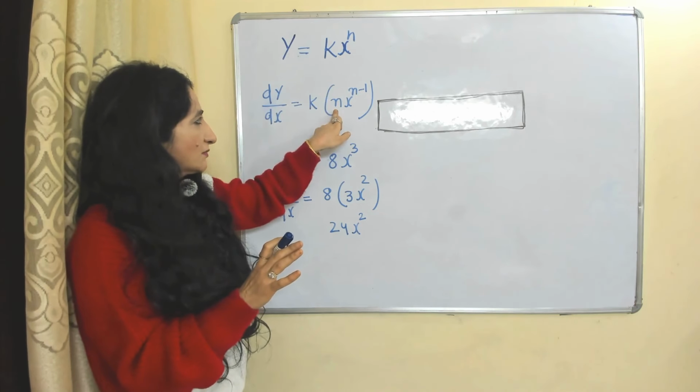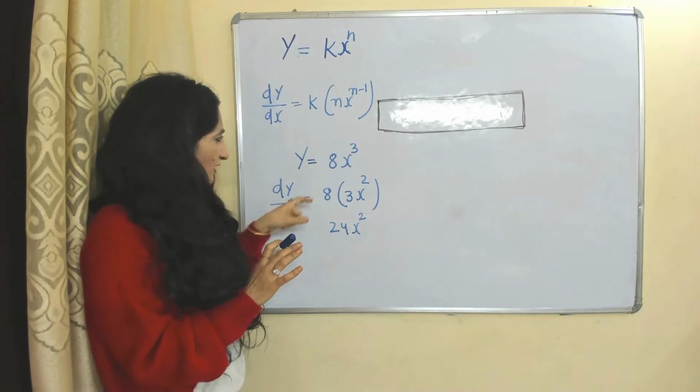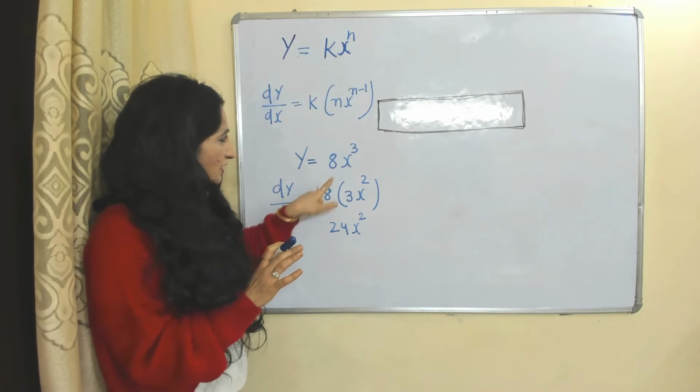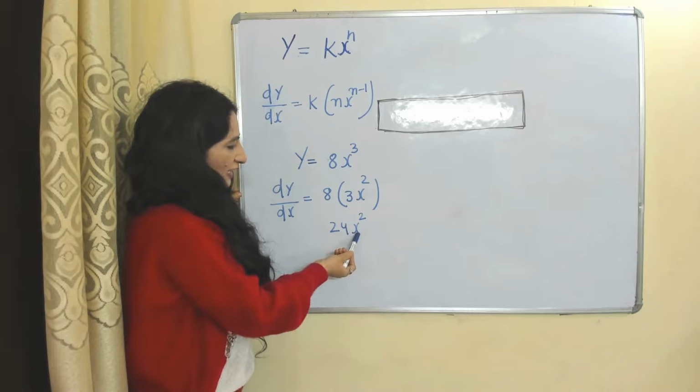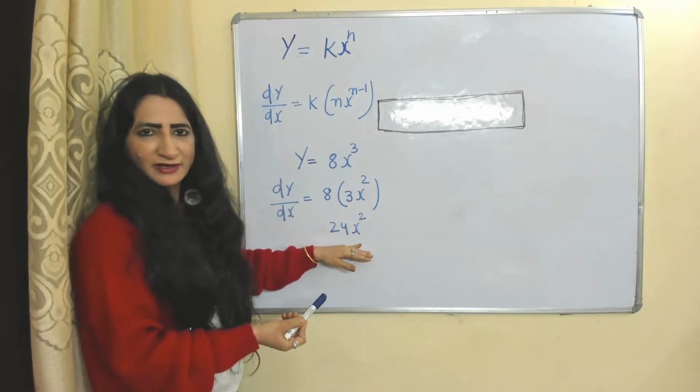So in this question, constant 8 and variable x both are together. So we will keep this constant out and differentiate this variable. This power will come down and we will minus 1 from the original power. 3 minus 1 becomes equal to 2. So it will become 3x square. When we multiply, our answer will be 24x square. This will be our final answer.